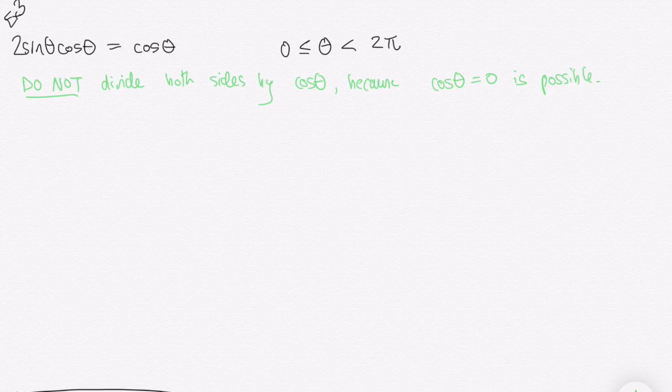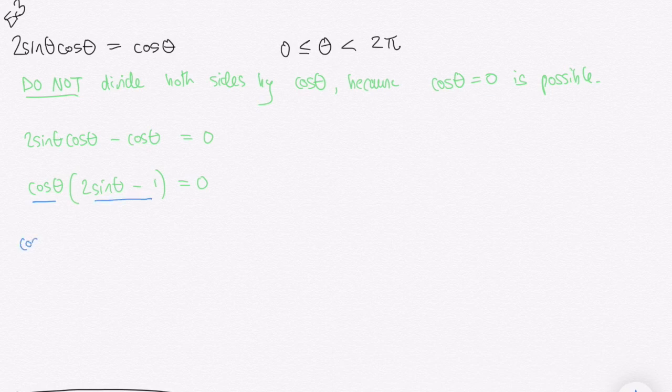So what we're going to do instead is we're going to subtract cos theta from both sides. So we get 2 sine theta cos theta, subtract cos theta equals 0. And now what we can do is we can factorise a cosine theta. So we get cosine theta (sine theta minus 1) equals 0. And then we have two possible equations here, with either cosine theta equals 0 or sine theta equals a half.